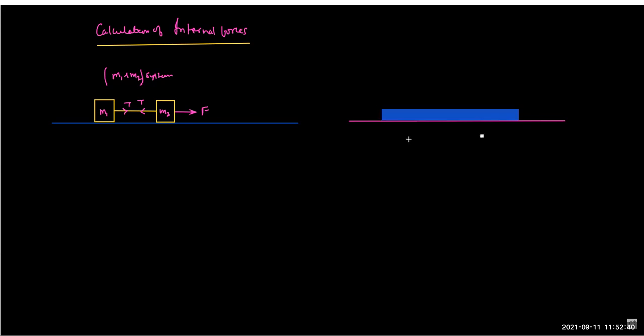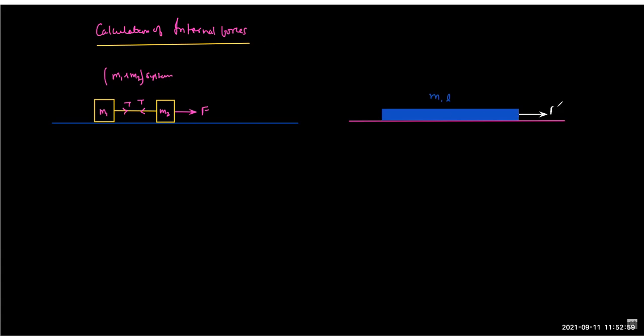We have a thick rope and you can see there is no end to this rope. So now the mass of the rope is, let's say, M and the length is L. And you apply some force at one end. So the agent is working here.